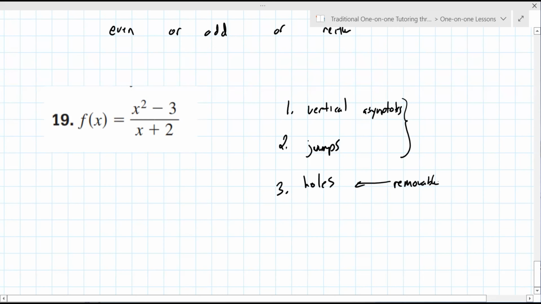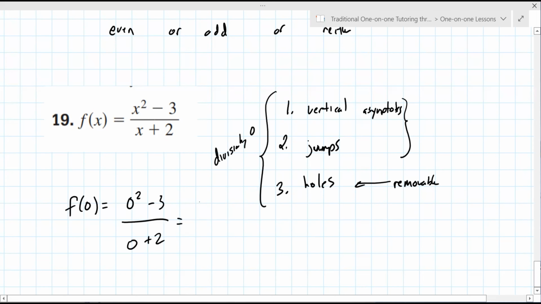All right, but they all happen for the same issue, that they are all caused by division by 0. So when you put 0 in for x, what happens here? You get 0 squared minus 3 over 0 plus 2, which is minus 3 over 2. Are you dividing by 0 in this? No. No, you're okay. But let's look at another problem. You'll see how this happens.